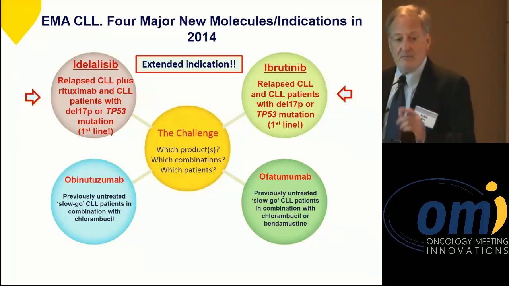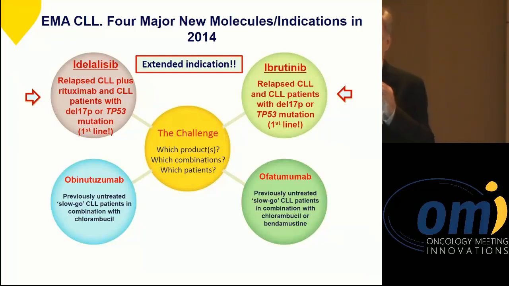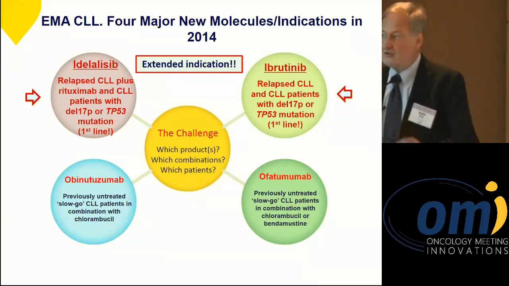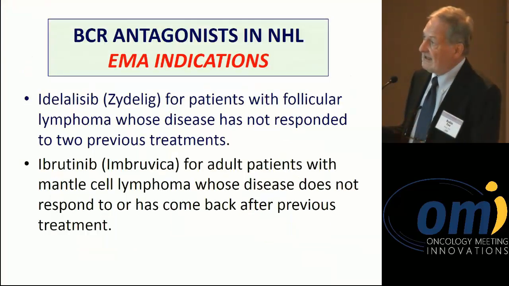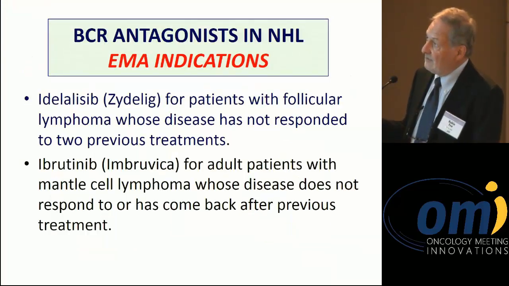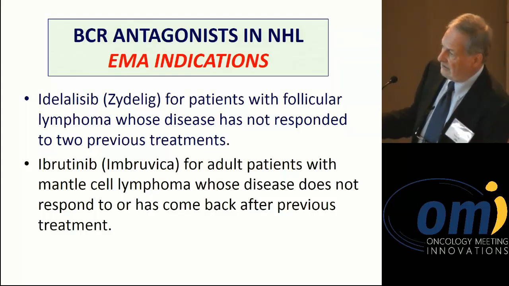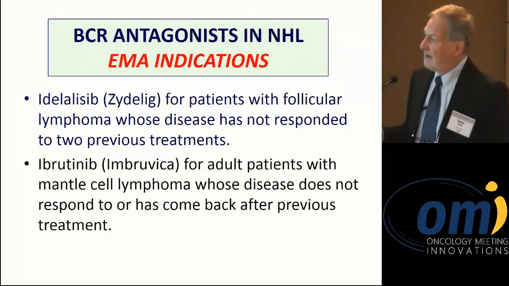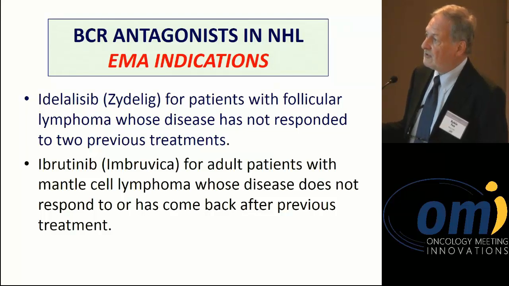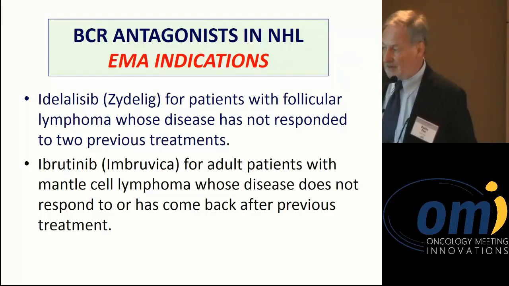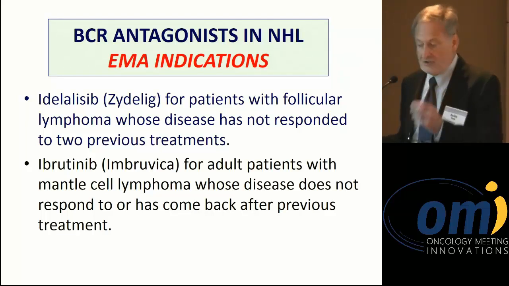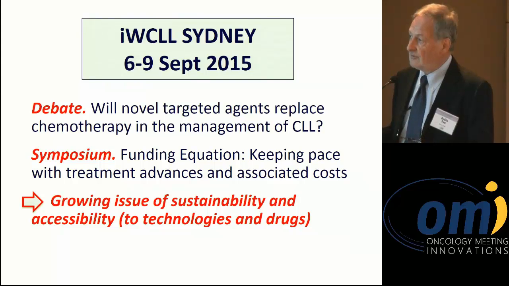Now the timing of realization has been very different in different member state countries for what I just said. And then there are others, but we won't go into this. So this is for CLL. And then we have non-Hodgkin lymphoma, and you see here, I don't know why they're two different colors, but anyhow, idelalisib for patients with follicular lymphoma whose disease has not responded to 2 previous lines of treatment, and ibrutinib for adult patients with mantle cell lymphoma whose disease does not respond or has come back after previous treatment. So these are the indications that we have in Europe.